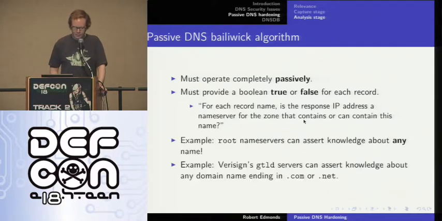For example, the root name servers can assert knowledge about any domain name and pass the bailiwick verification algorithm. And the gTLD servers, the .com and .net servers operated by VeriSign, can assert knowledge about any domain name that ends in .com or .net, and in fact they did so for a short period in 2003. It's called VeriSign Site Finder.